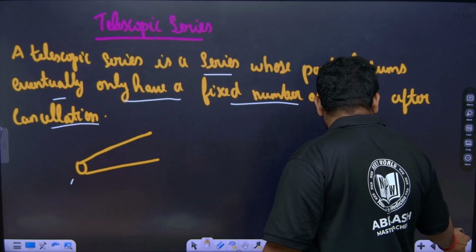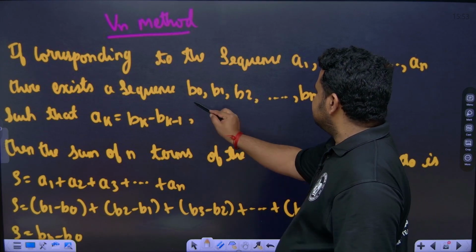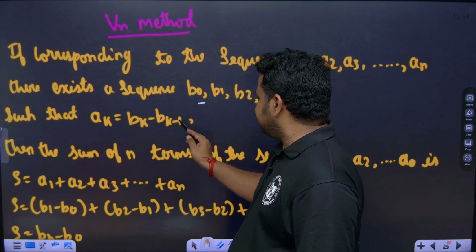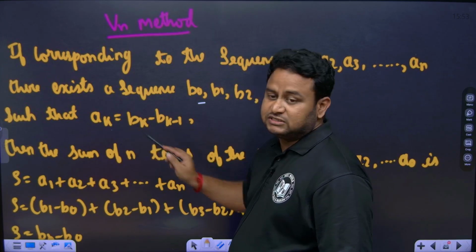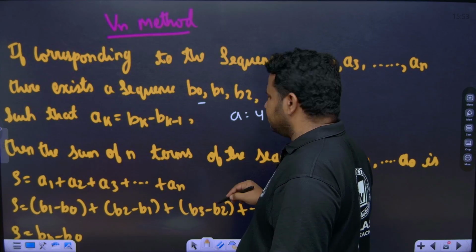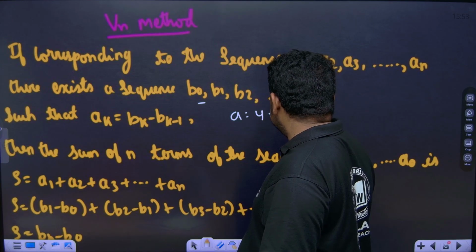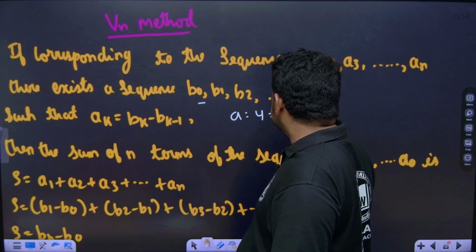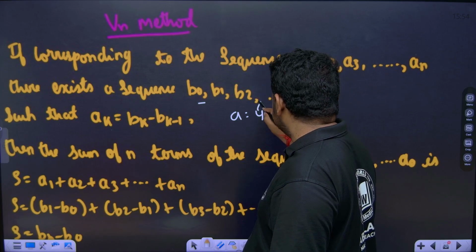Now, the V(n) method. If corresponding to the sequence A1, A2, A3, there exists a sequence B0, B1, B2, Bn such that Ak is equal to Bk minus Bk minus 1, that is, the difference of two terms of B gives this term of A. Suppose A is representing 4. This 4 is such that it is equal to 6 minus 2. 6 minus 2 is 4, but 6 and 2 are in the sequence of B, while 4 is in the sequence of A.